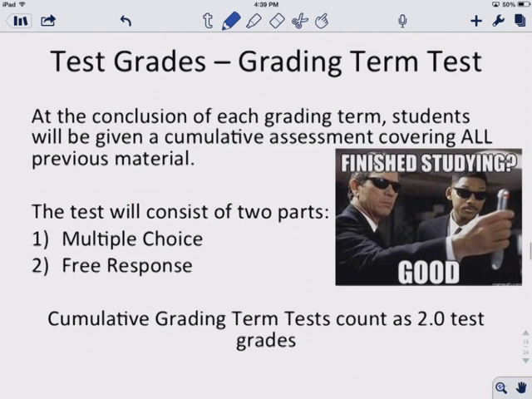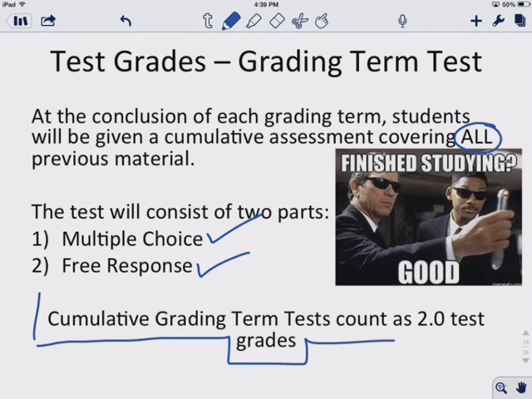And then lastly, we'll have the grading term test, or the 6 weeks test. At the conclusion of each grading term, students will be given a cumulative assessment covering all previous material, and that's really important. It's all previous material. So the first 6 weeks, it'll cover the entire first 6 weeks. The second 6 weeks, it'll cover the entire second 6 weeks and the first 6 weeks. It'll be a 2-part test, so we'll have a multiple choice and a free response section. These 6 weeks tests count as 2 test grades.